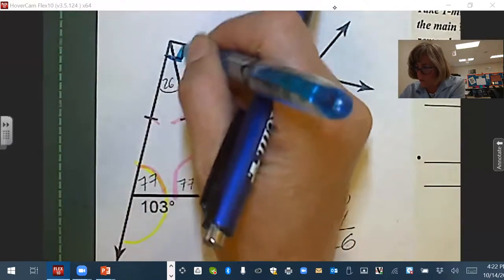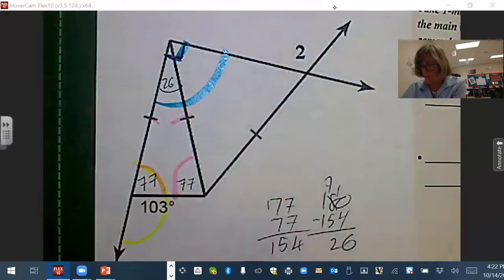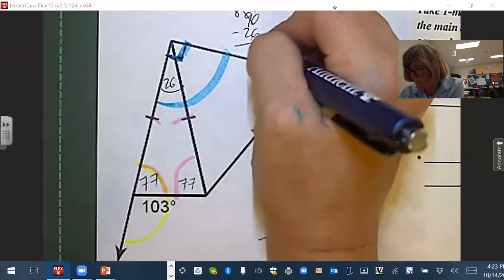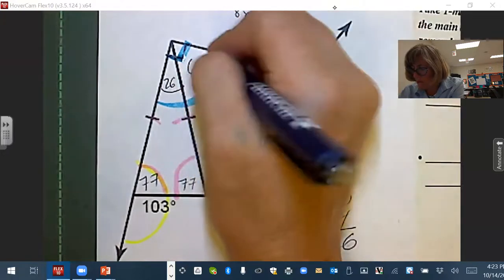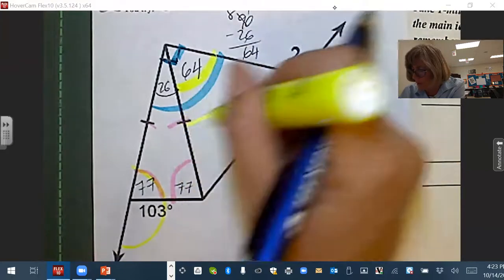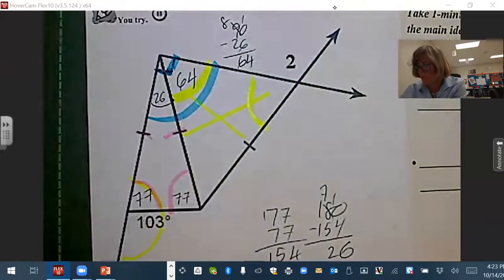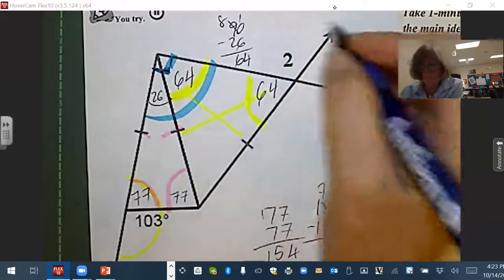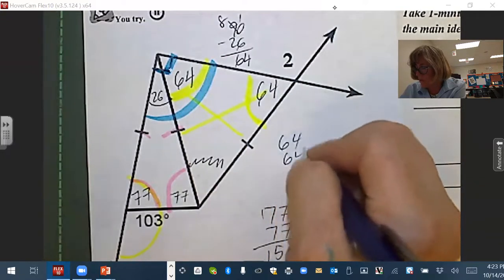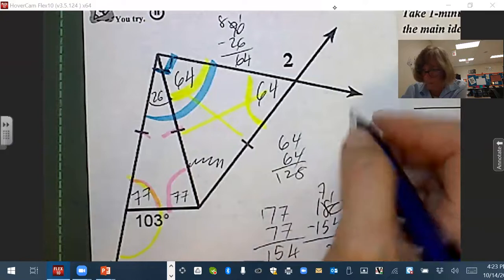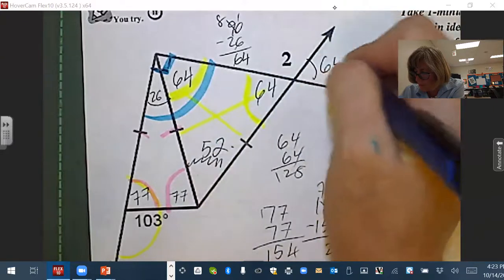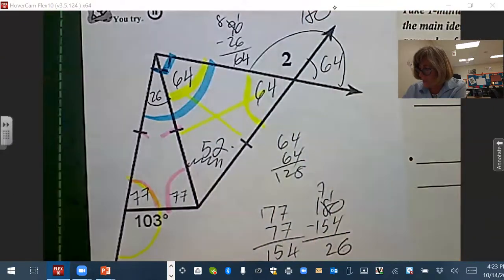Hopefully you noticed the right angle there. That adds up to 90. So we can do 90 minus 26. And we get 64 right here. Two equal sides, two equal angles. That comes down here and here, so the 64 can transfer over here as well. How do I get this? Squiggle. 64, 64. 128, take it away from 180. Makes this 52. 64, 180.